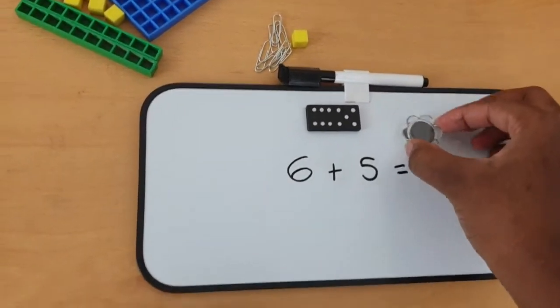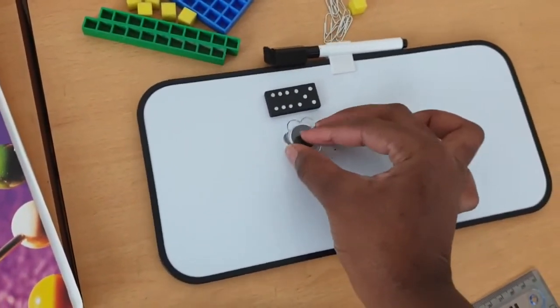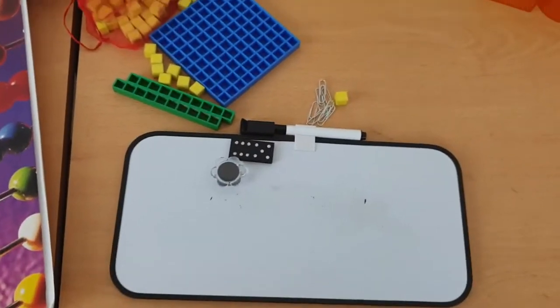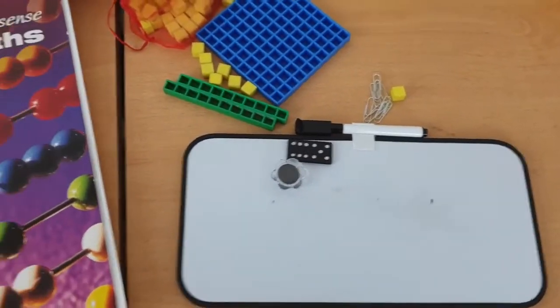Whiteboards are quite nice to use as well. Whiteboards are good for children to write their sums out, but if you don't have a whiteboard, it's okay. You can use paper and pen. It's absolutely fine as well.